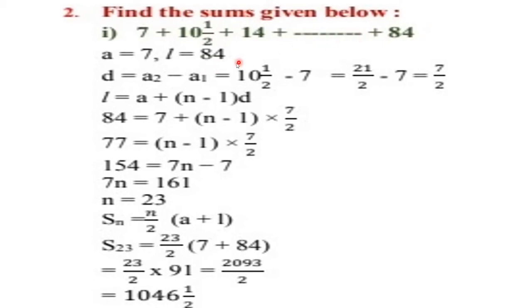So how to find the n value? You have to use the formula, that is an is equal to a plus n minus 1 into d. For this you need the common difference. How to find the common difference? Second term, that is a2 minus a1.